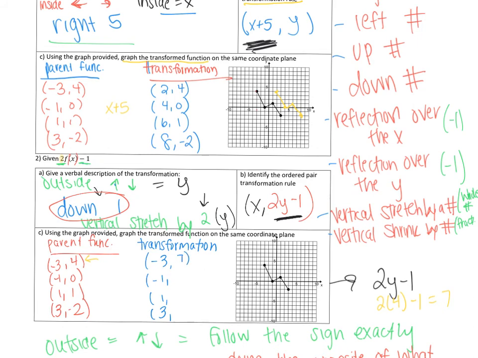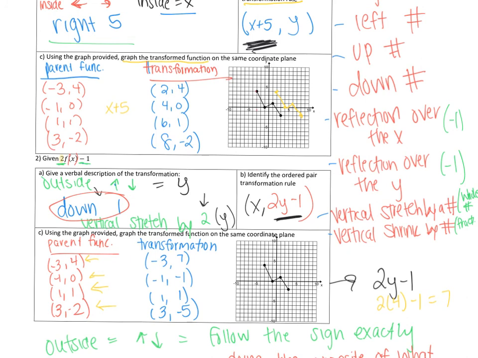And you're going to do the same thing for each of those. So if we plug in 2 times 0 minus 1, it becomes -1. Then I'm going to plug in 1. 2 times 1 is 2, minus 1 is 1. Then for my last one, I'm going to plug in -2. So 2 times -2 is -4, and minus 1 becomes -5.